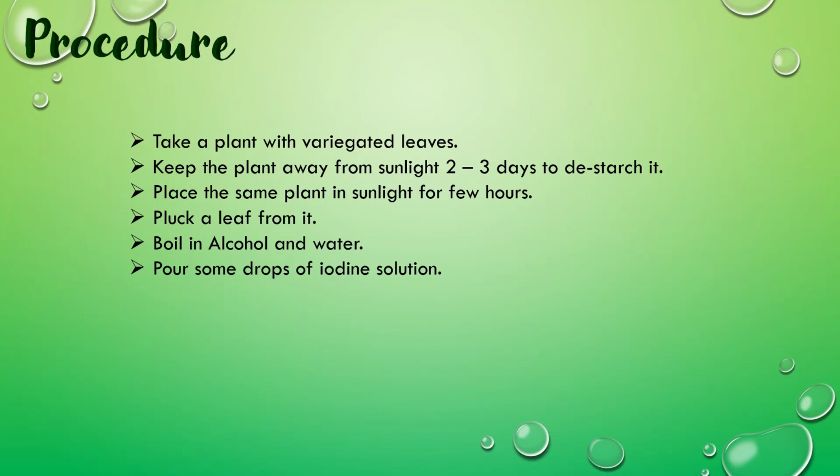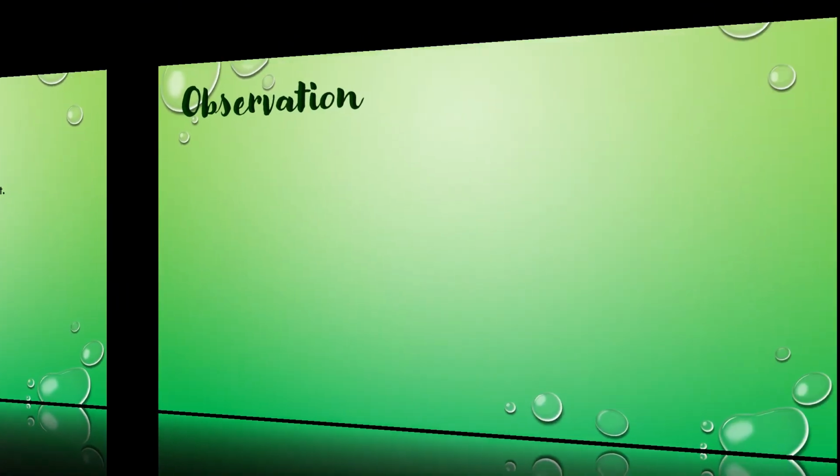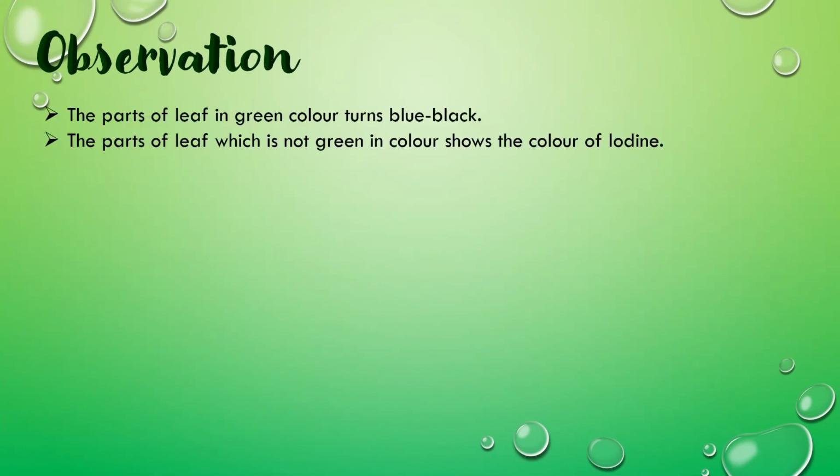Let us look at the observation first. What's our observation? Just note it down. The observation is mainly that when you plucked that leaf, the areas which had chlorophyll were green in color and the other areas were in the other pigment color.